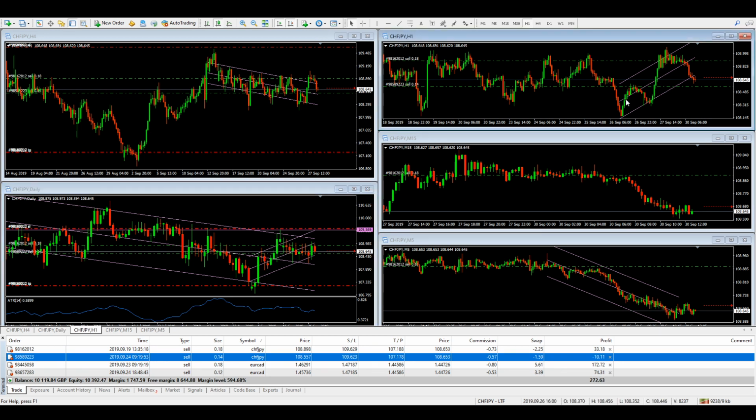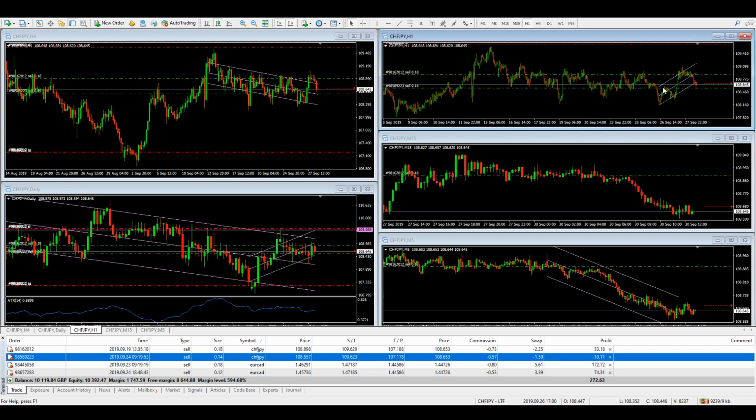Now the hourly on this is not supporting the bearishness as much as when I originally entered, but there's still good enough reason to maintain the position. This initial entry here is good timing, good positioning. I'm happy with that. I may scale out of this.